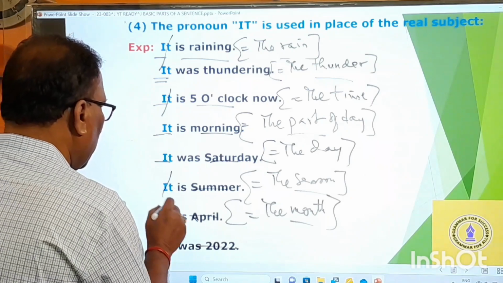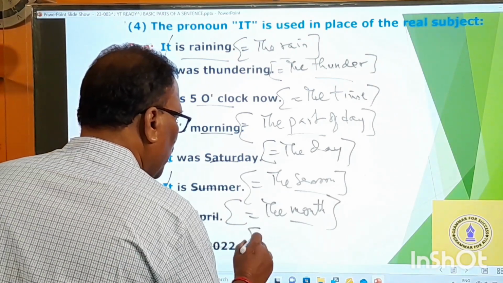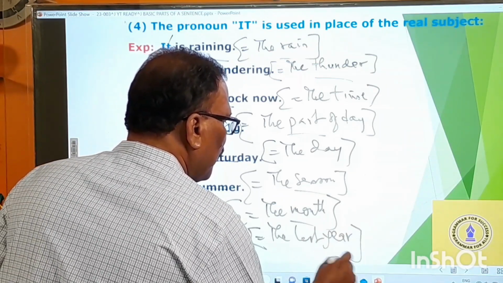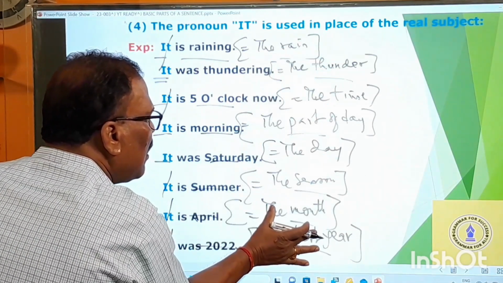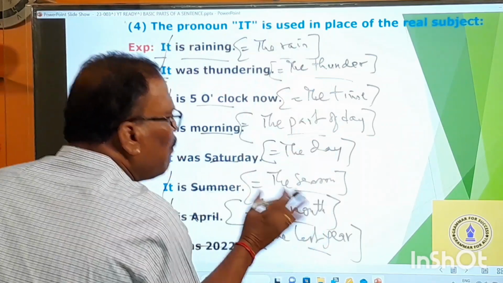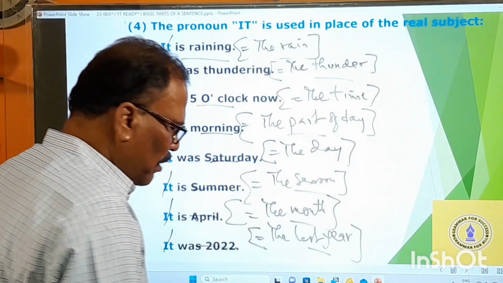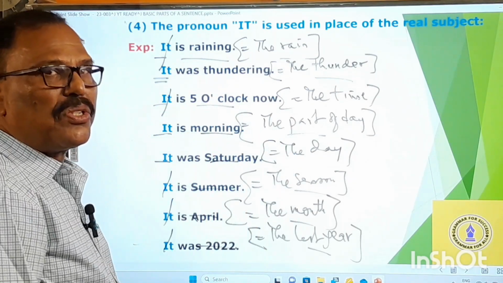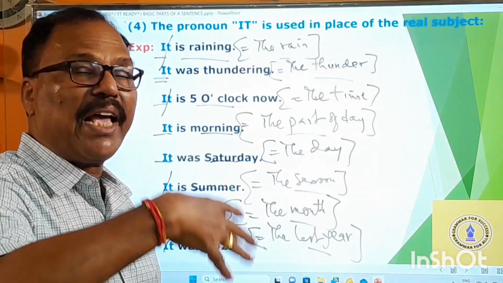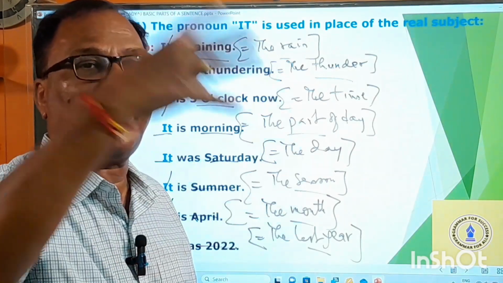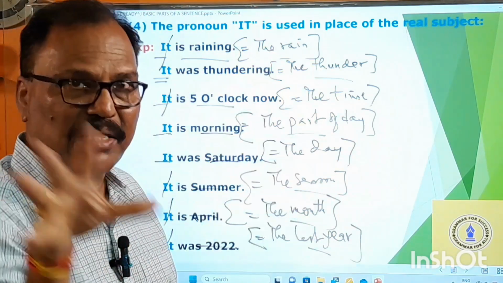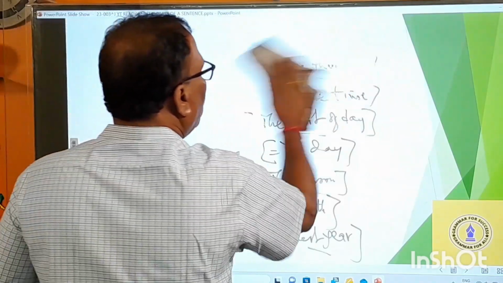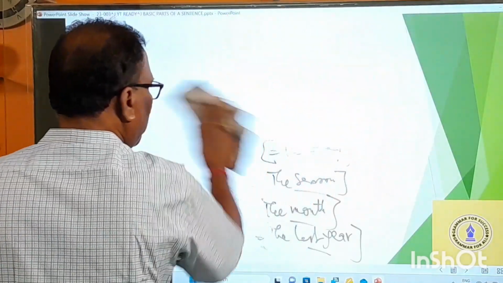See, in all these sentences, the real subject is the last year, the month, the season and so on. These are the real subjects, but "it" is replacing all of them. So this is another important point you have learned here, sir. Please keep all these things in your mind so that your knowledge of English will expand extensively and comprehensively. Let's go to the next important point.